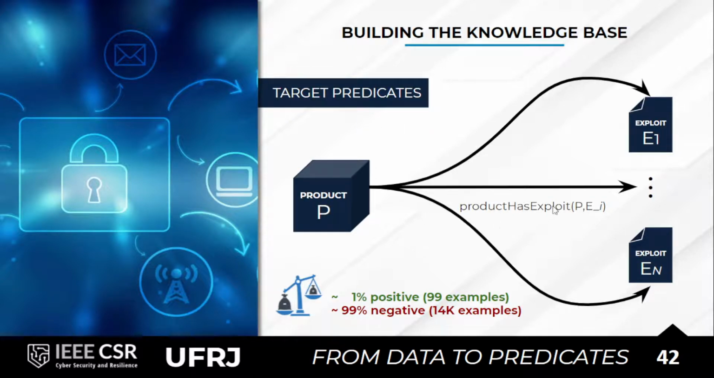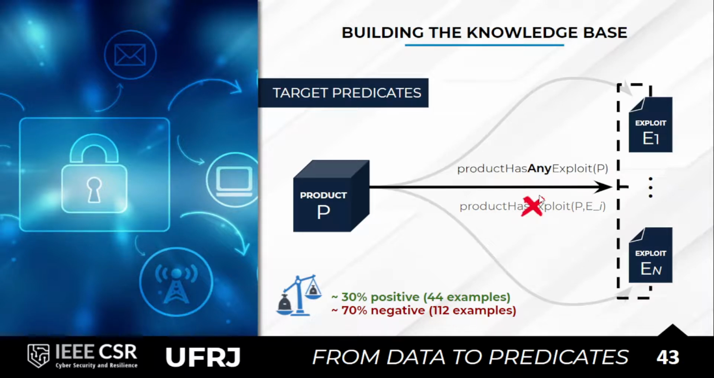The first one is product has exploit, and as a product can have multiple exploits, each of these associations will produce an instance that will be placed in a set of positive examples. For the generation of the negative examples, we generate all the combinations between products and exploits that are contemplated in our base, and all pairs that are not in the set of positive examples are then considered as negative examples. We can see that this produces a very unbalanced base.